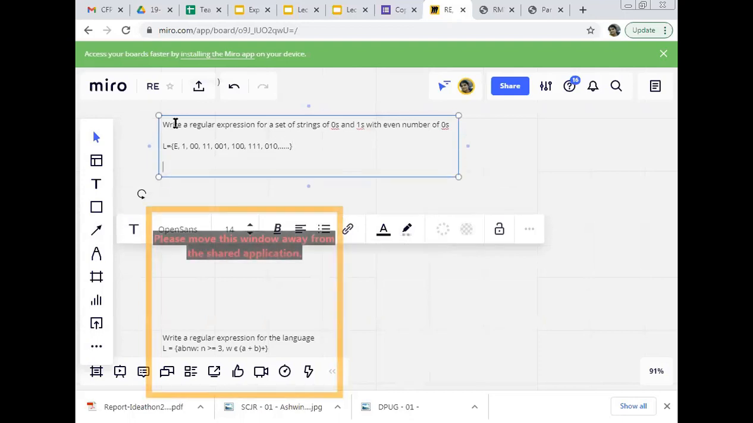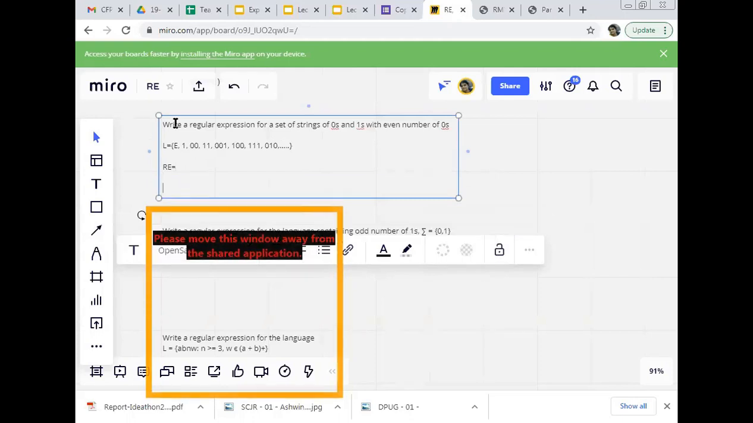Okay. So what will be the RE now? What will be the RE now then? It's very simple. We have already done it in our previous lecture. Similar. Even length zero.